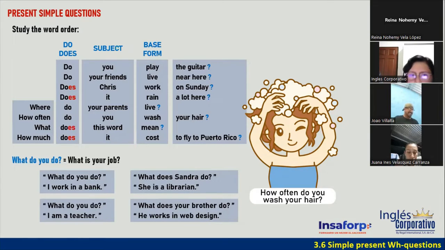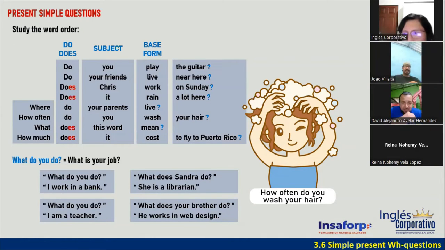And we were saying yesterday that if we are asking, si vamos a preguntar por el trabajo que hace alguien, ¿verdad? What do you do? Esa es la pregunta. Es como preguntar, what is your job? What do you do? What's your job? Right? Very good.